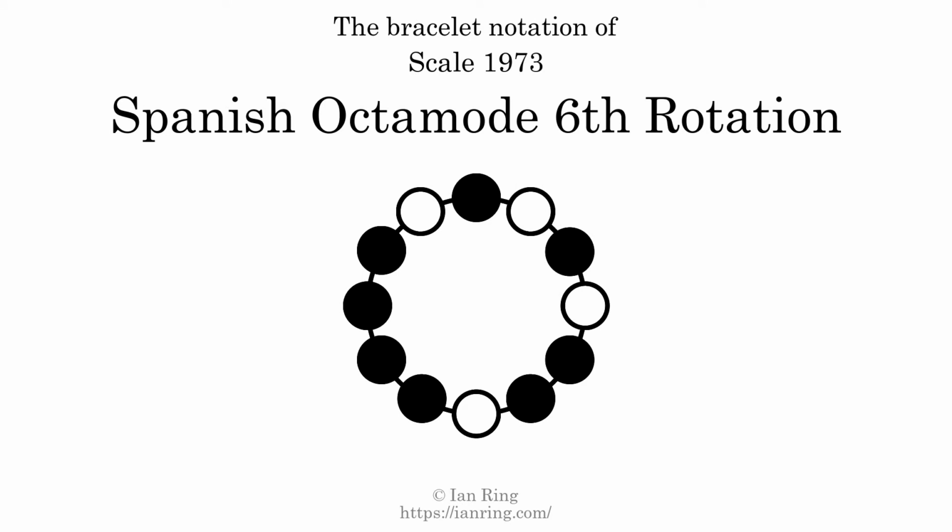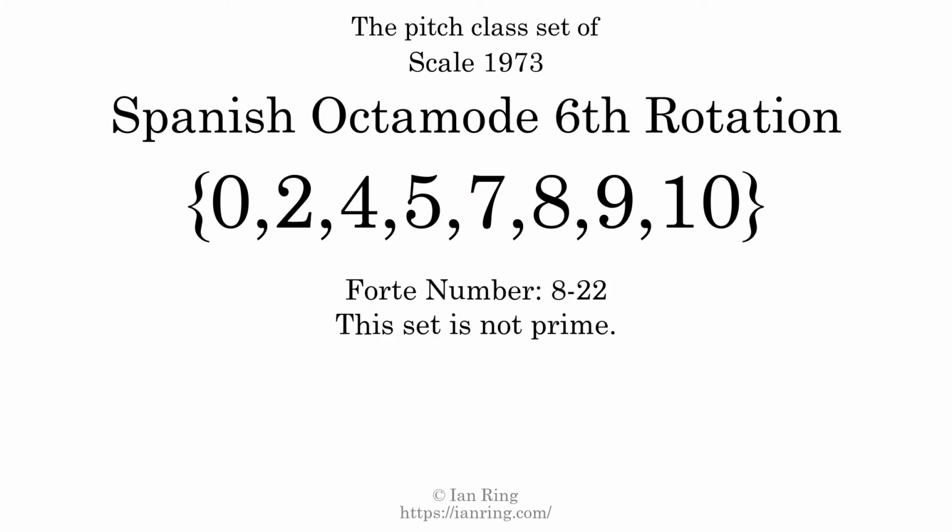This is a bracelet notation diagram of scale 1973. The shaded circles represent tones that appear in the scale, and they are read clockwise, starting at the top. The pitch class set for this scale is 0, 2, 4, 5, 7, 8, 9, 10.